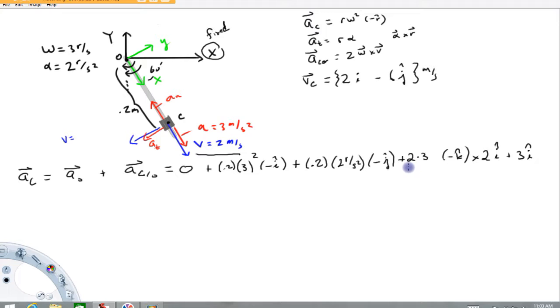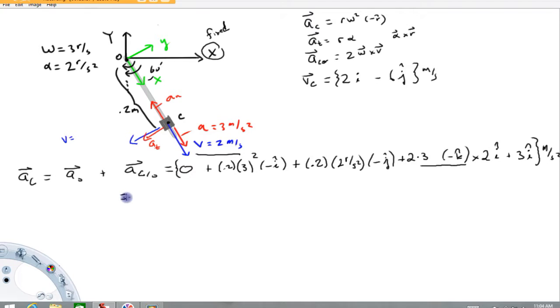This 2 angular velocity crossed with my velocity vector is for the Coriolis acceleration. That's for the fact that this velocity vector is changing in direction due to this angular velocity vector. And then lastly but not least, this 3 meters per second squared is the acceleration of C with respect to O in the XY coordinate system, the green one that I've shown. So I think I got everything taken into account. I'll put the units on the outside now: meter per second squared.